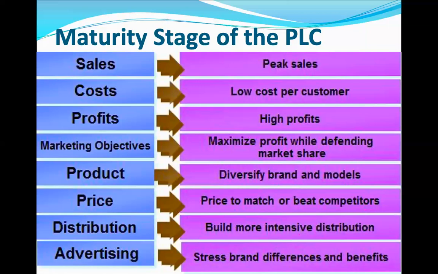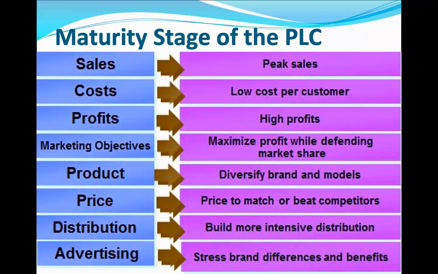What should happen to pricing? Price to match or beat competitors, because at this point you have made some money. Okay, so the pricing shouldn't be based on cost of production as you started with. But at this stage, you can price either to match or beat your competitors. What should happen to distribution or place? Build more intensive distribution. Okay, and promotion, you should stress more on brand differences and benefits.